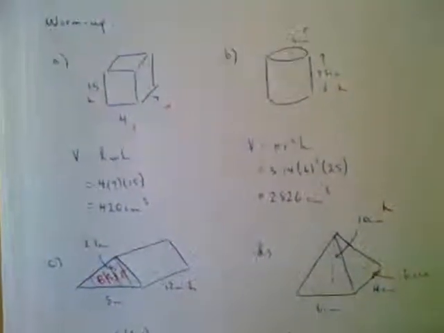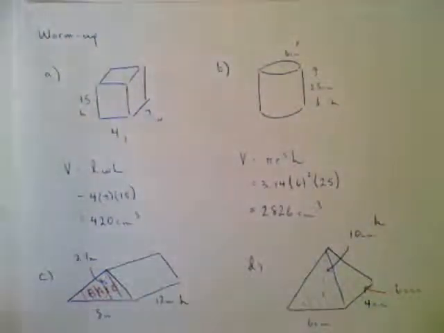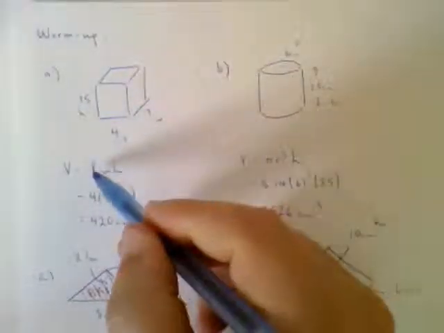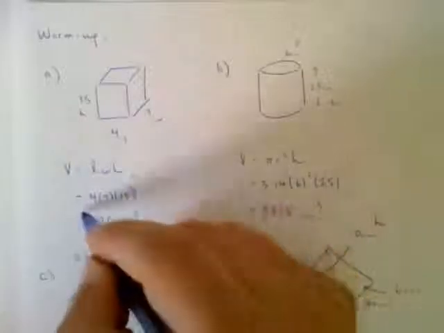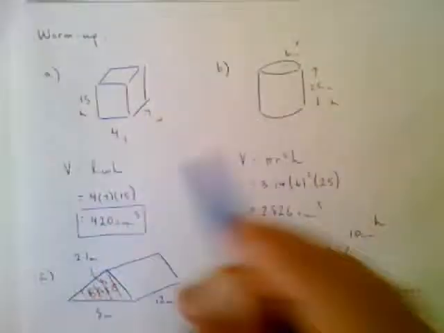Rectangular prism, not too much to add. Pretty straightforward formula: length times width times height. 420.